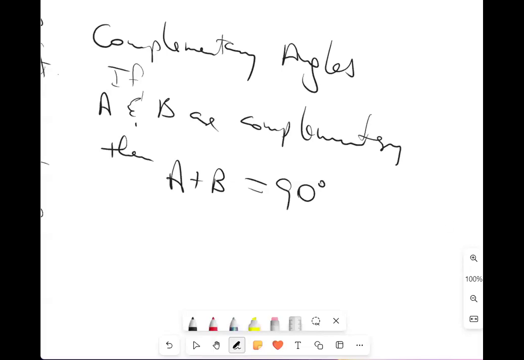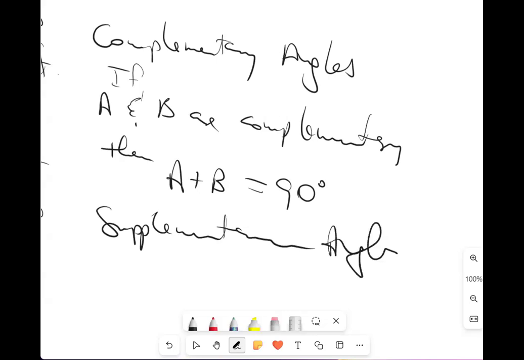You're going to hear about something called supplementary angles. That is when two angles add up to 180 degrees, not 90 degrees.